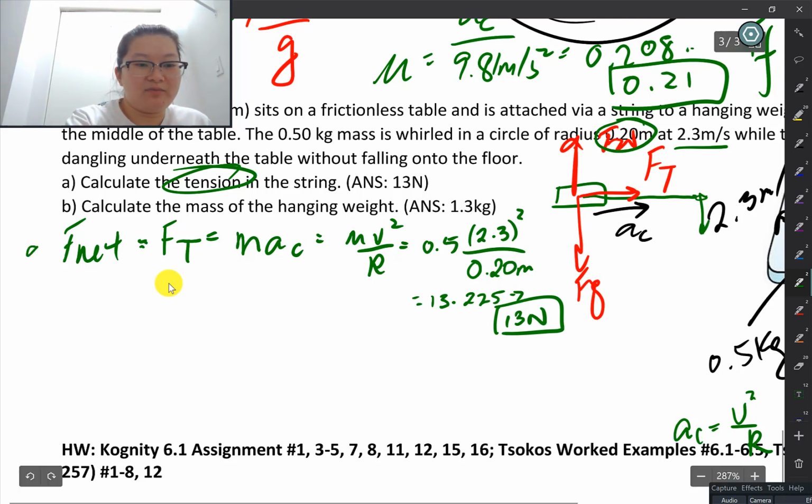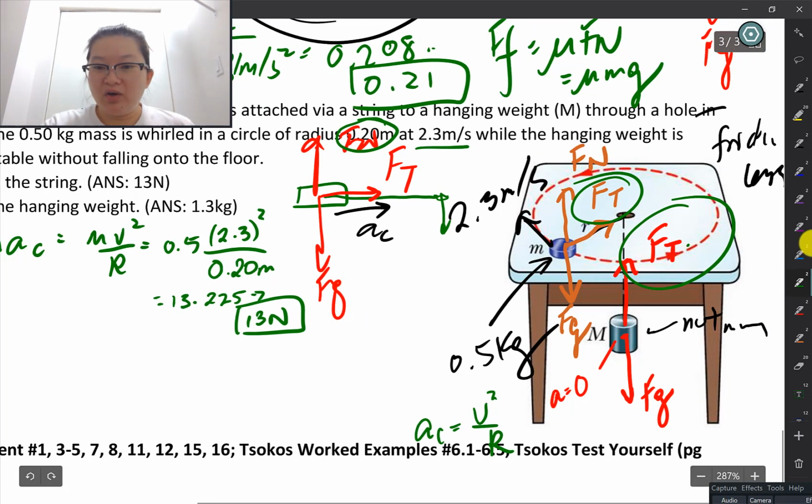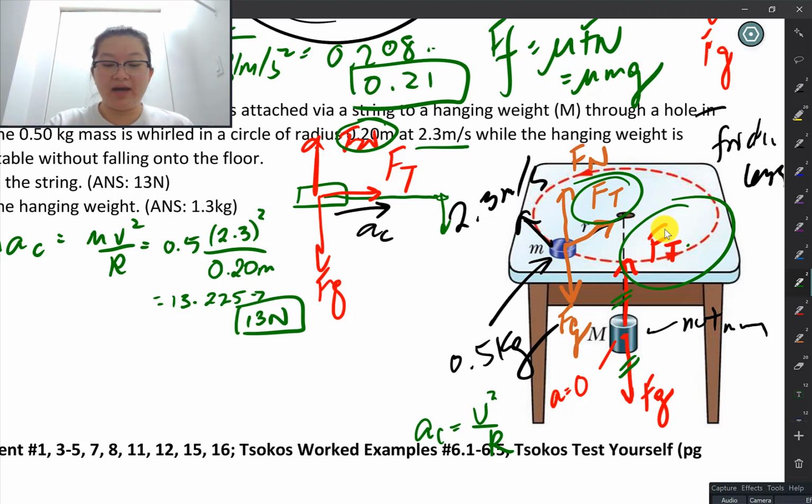Next one, we have B. B is calculate the mass of the hanging weight. Well, guess what? Because we know the tension force now, that's Ft, and since the hanging mass isn't moving, that means that this Ft must be equal and opposite to the force due to gravity acting on this hanging mass.